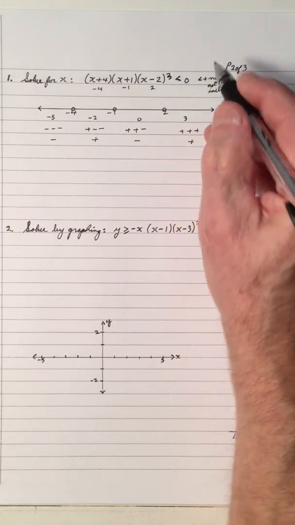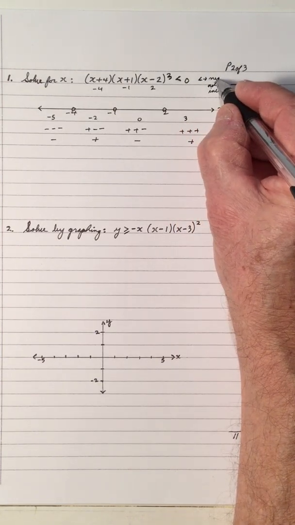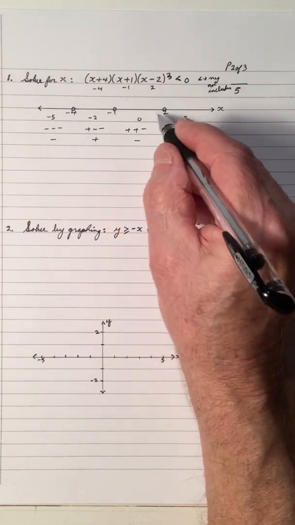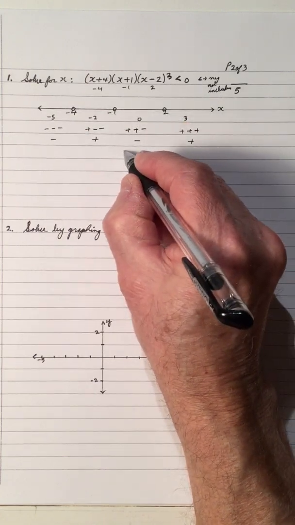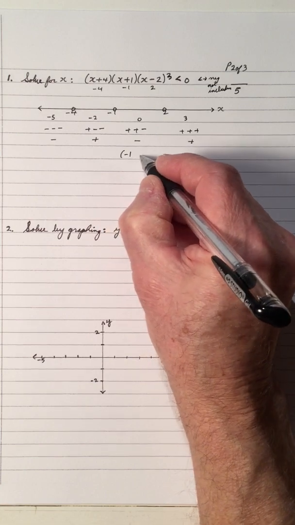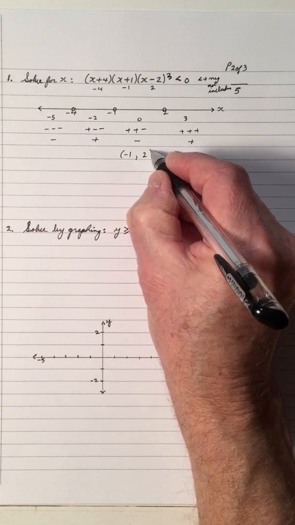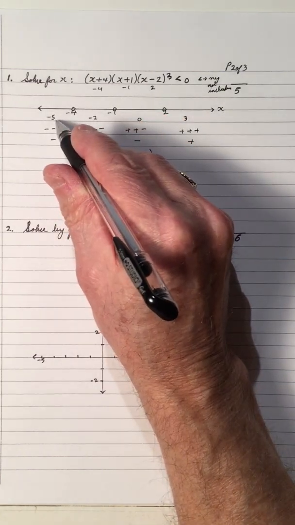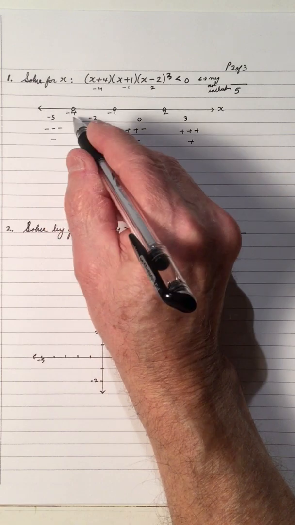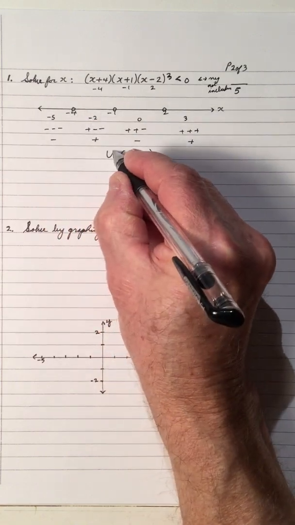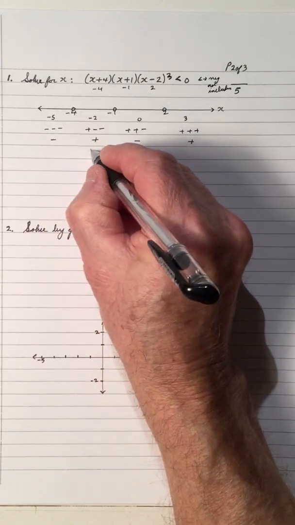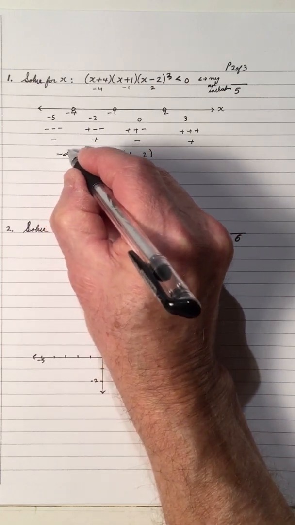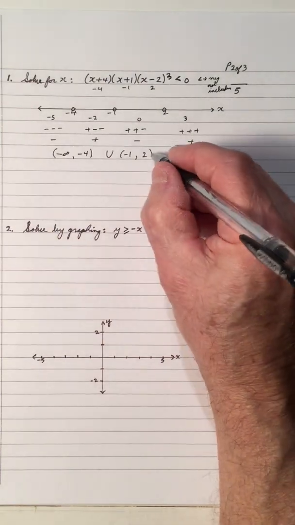So because I have less than, I'm picking up the negatives. So the negatives lie between -1 and 2. But the -1 is not included, and the 2 is not included. Then I have also the numbers down here to the left of the -4. So that's in union with -4 is not included, and we're going down to -infinity on down.